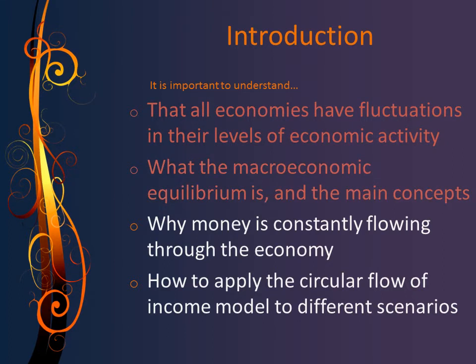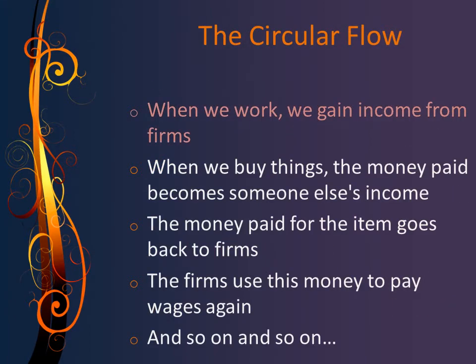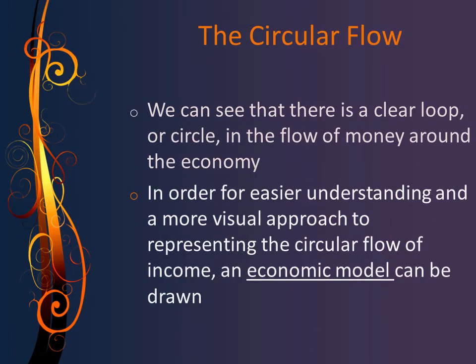It's also important to understand what the macroeconomic equilibrium is and the main concepts of it, why money is constantly flowing through the economy, and how to apply the circular flow of income models to different scenarios. When we work, we gain money from firms as income. We then buy things. The money paid becomes someone else's income. The money paid for the items goes back to the firms. The firms use this money to pay wages again, and so on. We can see that there's a clear loop or circle in the flow of money around the economy, which gives the name the circular flow of income.